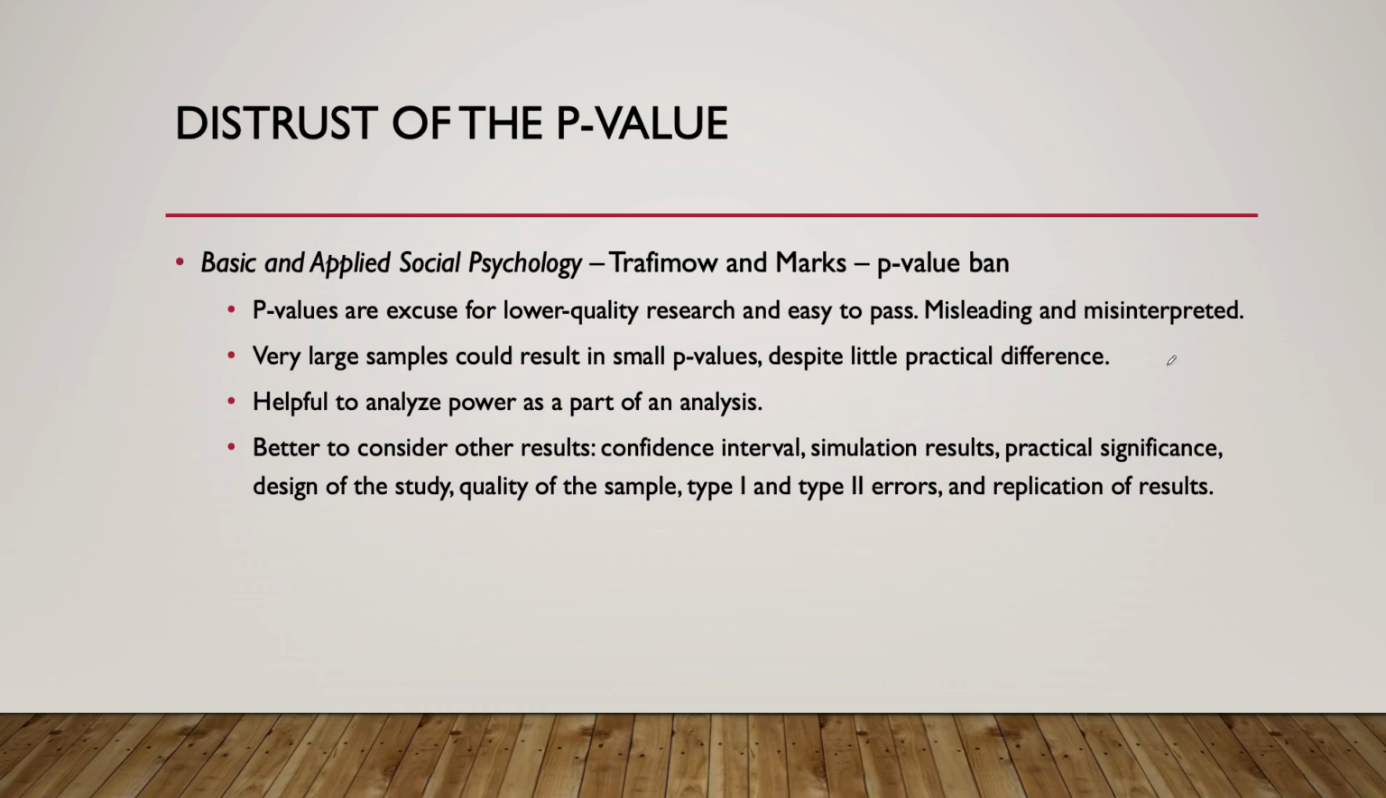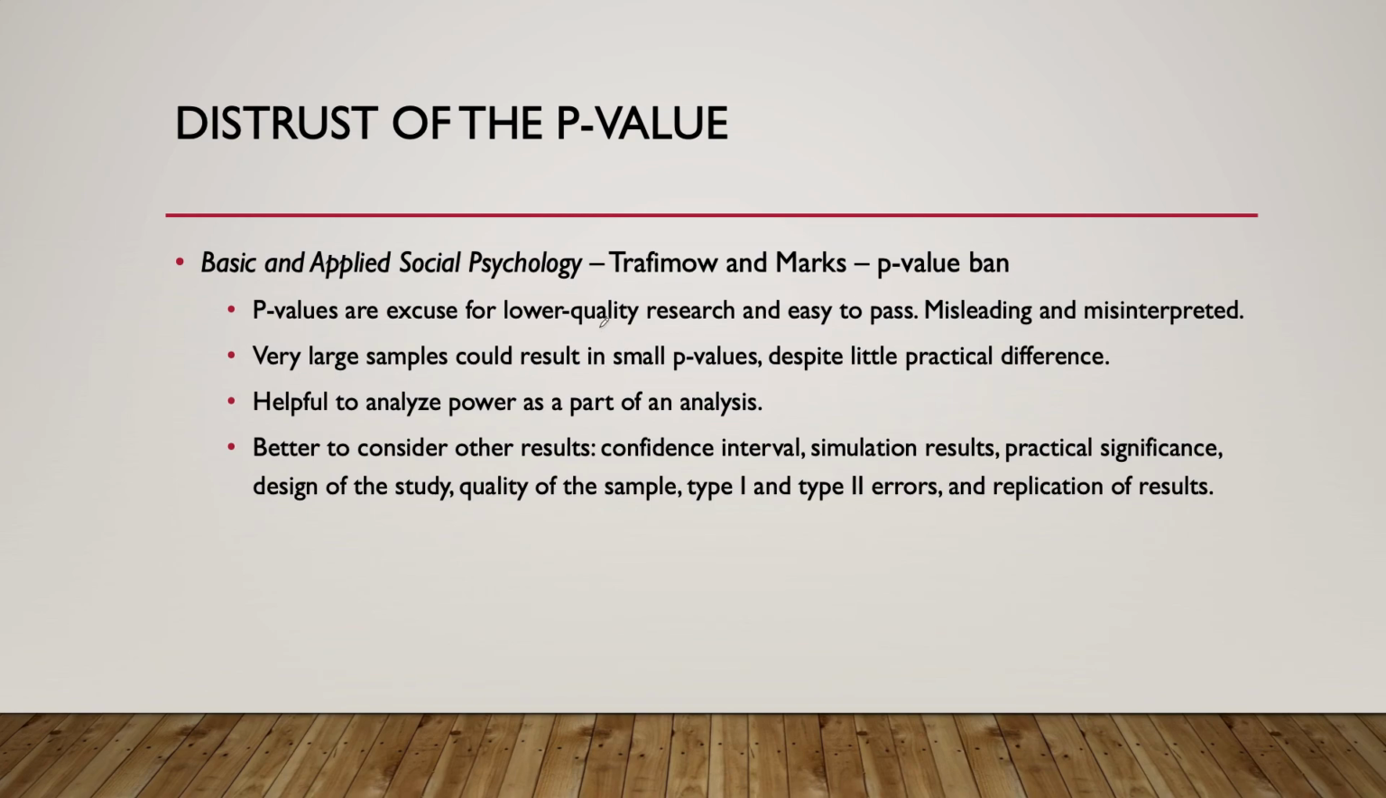And there's a little bit of a distrust with the p-value, and that comes from the journal Basic and Applied Social Psychology. The editors, Trafimow and Marks, issued a p-value ban in their journal specifically. Their ideas are that p-values are an excuse for lower quality research and easy to pass. It's misleading and misinterpreted, since you're finding whether it's greater than, less than, or not equal to beforehand, you have the sample data, and you can very easily determine what it is before even running the hypothesis test.